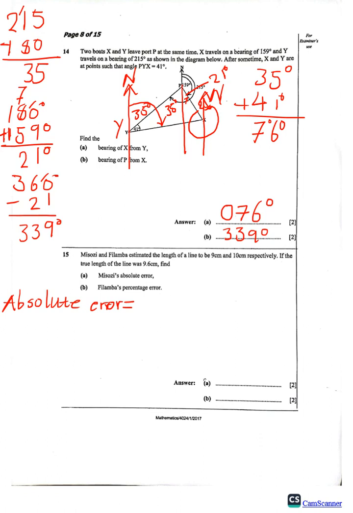So absolute error is equal to recorded value minus true value. Okay, so now let's look at the recorded value. So we can see that according to the arrangement of these two individuals, the first one is Misozi. So Misozi corresponds to the first number, which is 9, and Filamba corresponds to the second number, which is 10. So the estimated value for Misozi is 9.